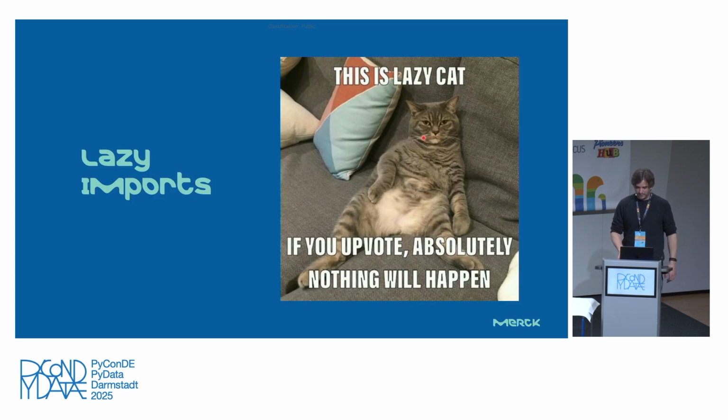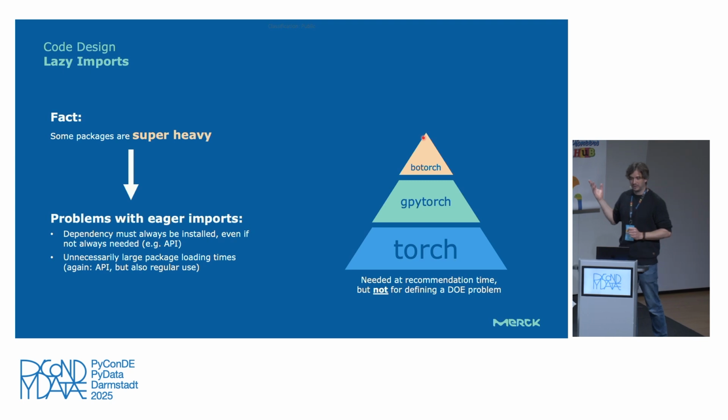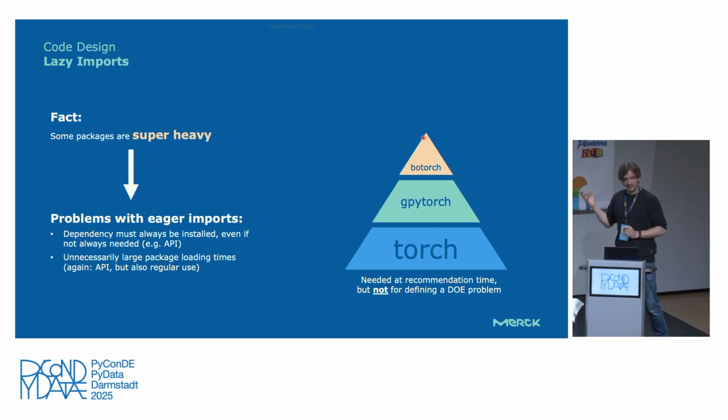Okay, so I think I have one minute left for way too much content. So I'm just going to briefly mention, and not go into details, one thing that took quite some effort, but I'm happy that we found a good solution for it. Some of the dependencies that we use, like PyTorch, gPyTorch and BoTorch, that basically form this kind of hierarchy, are super heavy. You might know, especially Torch is a huge library. It comes with a lot of dependencies. It has a large footprint.